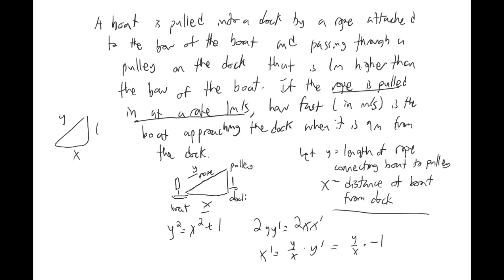I mean, just think about it. If you're decreasing, your slope's negative, right? If you're increasing, your slope's positive. So what's y over x?